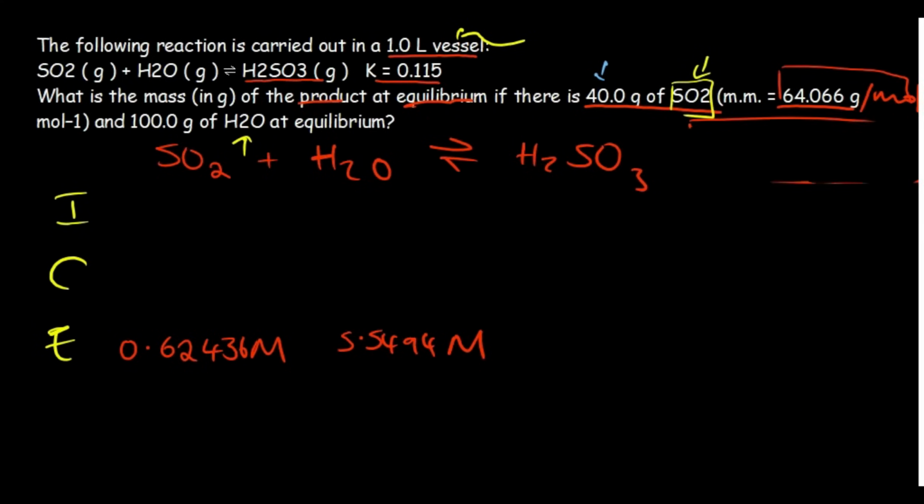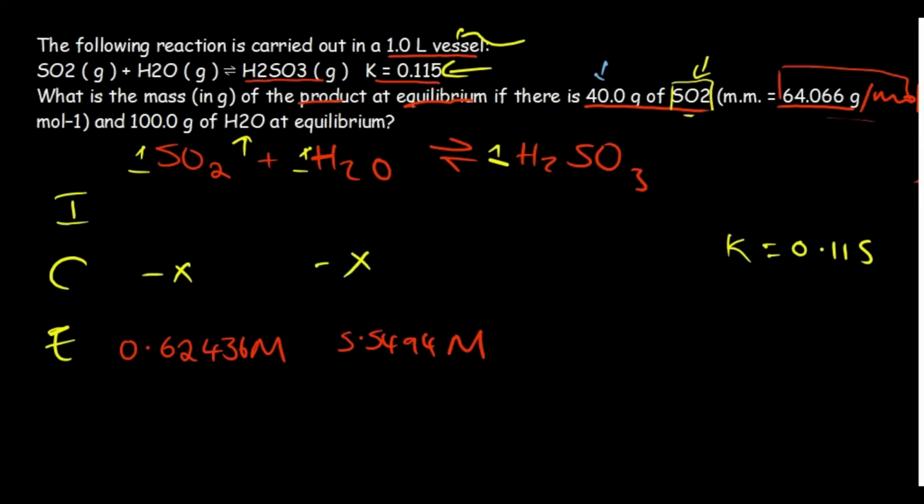What other piece of information do we have? So apart from K being given, there's nothing else. So K is equal to 0.115 there. Now for the change, we'll look at the coefficients. That's a 1, that's a 1, that's a 1. So we have minus x, and then here we have plus x. Now there, of course, we know we started with 0.